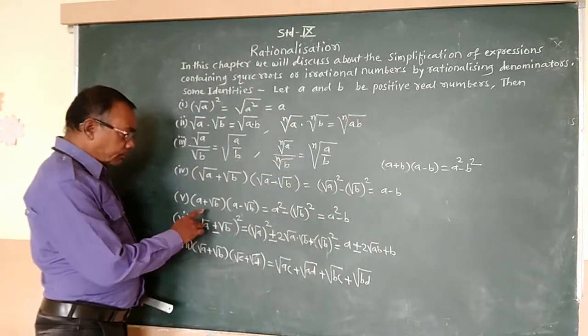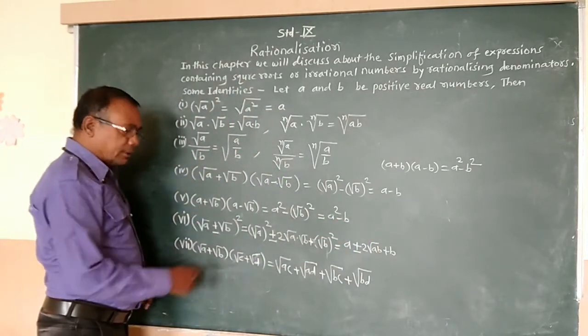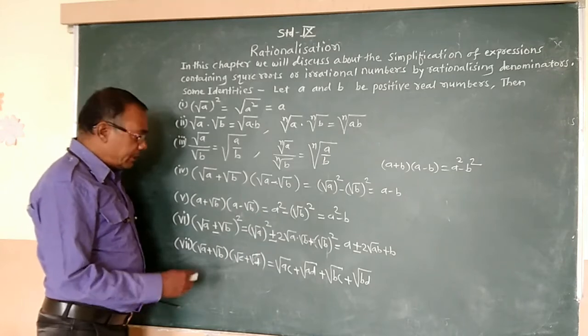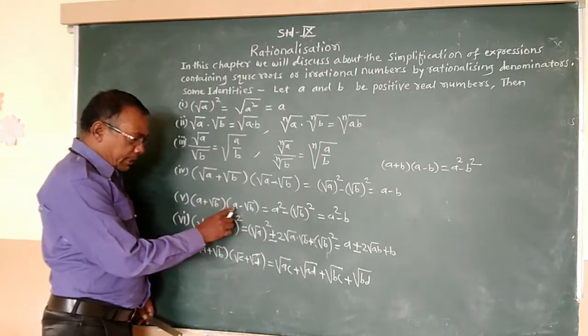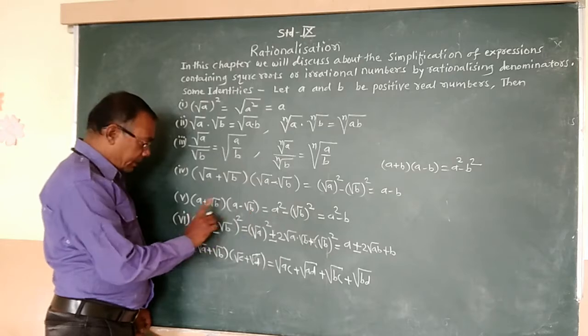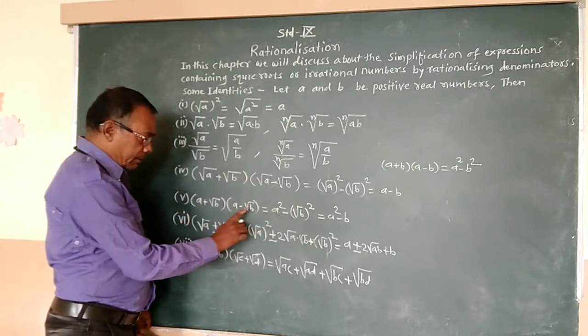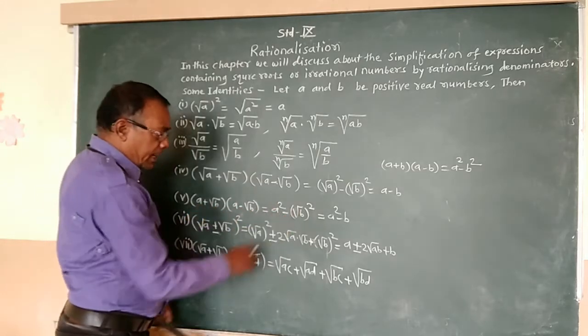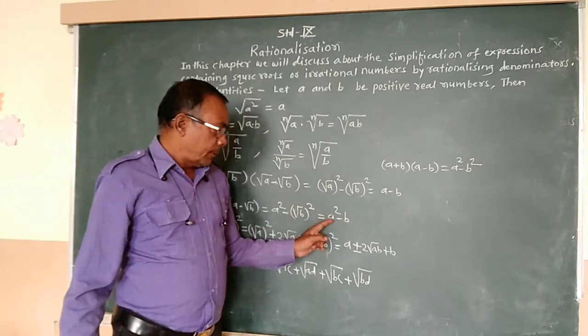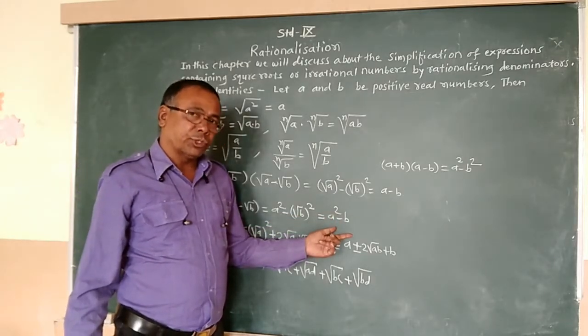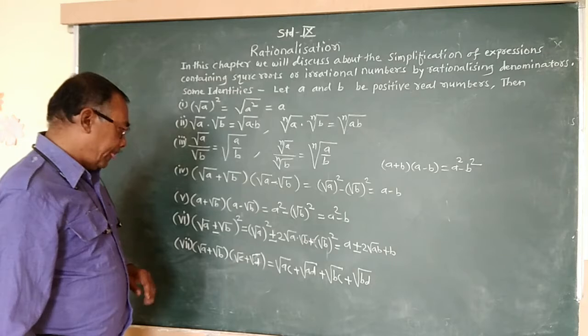Now again, one conjugate pair is given here, a plus root b and a minus root b. Again, a square minus root b square, and root b square is b. So a square minus b is the solution of this identity.